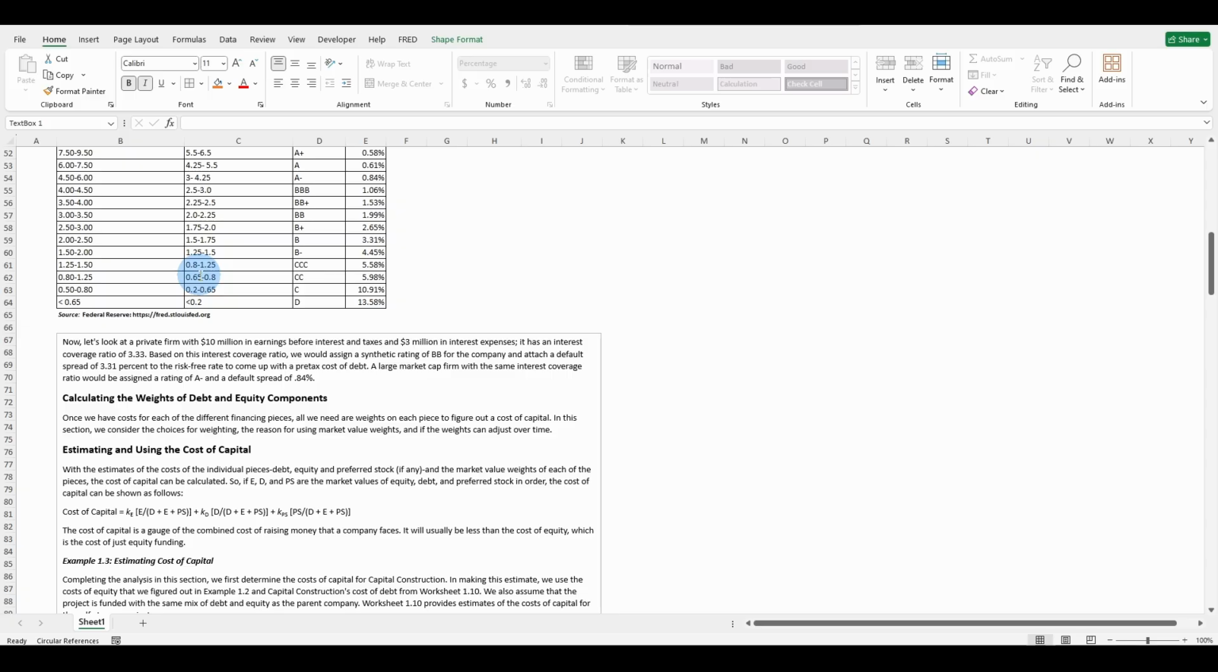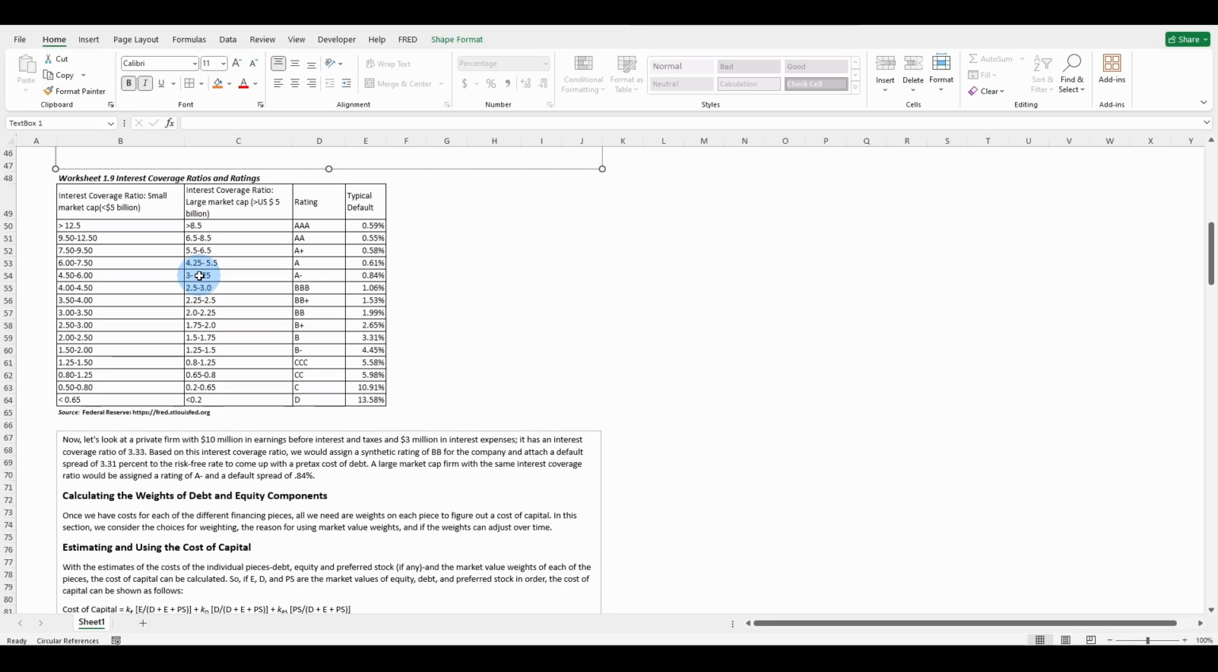Let's look at a private firm with 10 million in earnings before interest and taxes and 3 million in interest expense. It has an interest coverage ratio of 3.33. Based on this interest coverage ratio, we would assign a synthetic rating of BB right here.